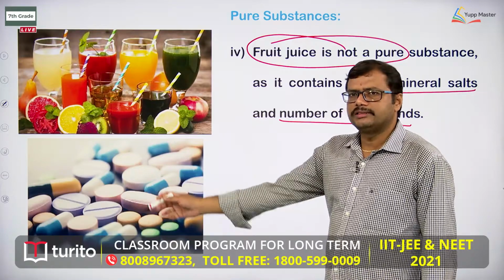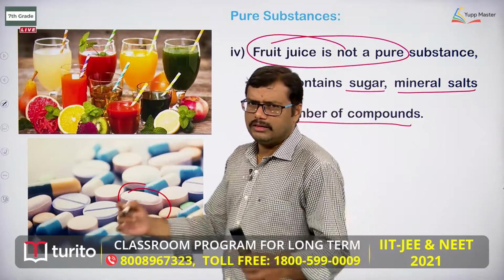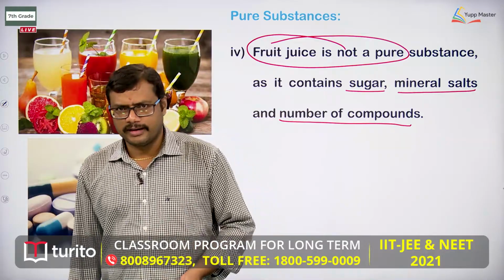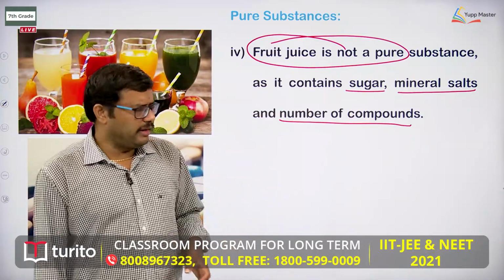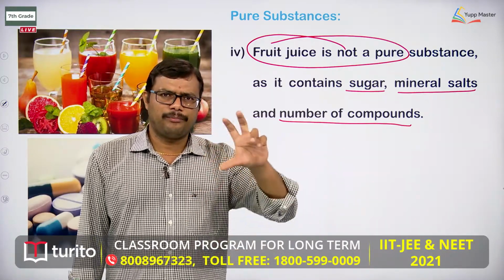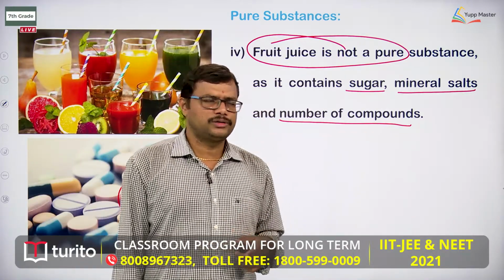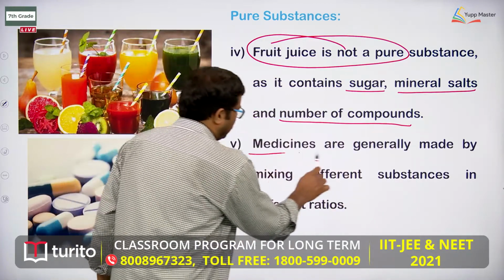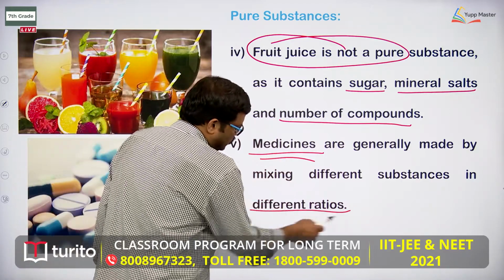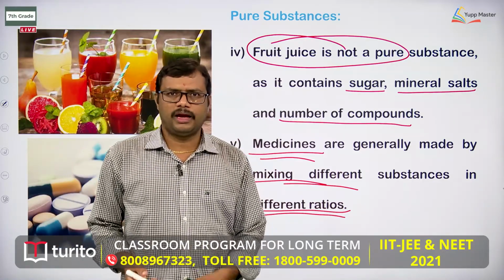One more thing, what is that? Medicines. If you take any tablet, it looks very pure, right? Generally we only take pure components as medicine, right? But if you have a chance to look at the composition, take the tablet strip or the packet for the syrup, and observe what components are present. It will have a mixture of three to four components. Medicines are generally made by mixing different substances in different ratios. Because of the presence of different substances, medicine is not a pure substance.